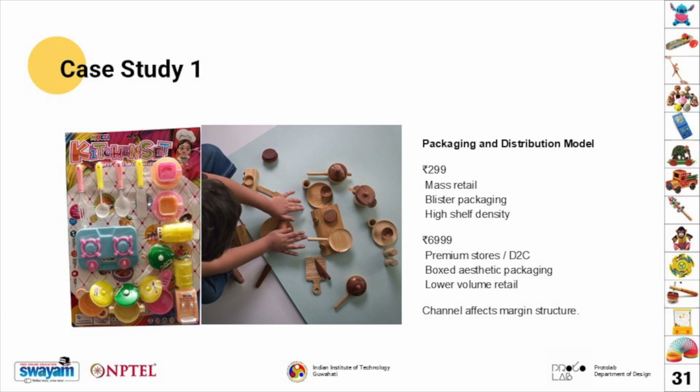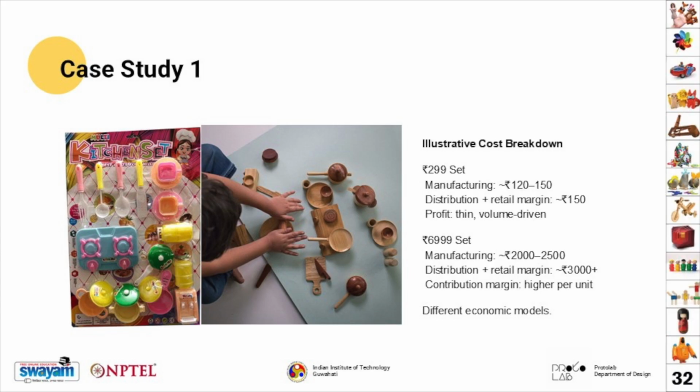Packaging is heavier, more protective, and often aesthetic. Shipping cost per unit is higher due to weight and box size. Retail margin may also be higher in premium stores. Channel selection shapes final price. Let's construct a simplified illustration.